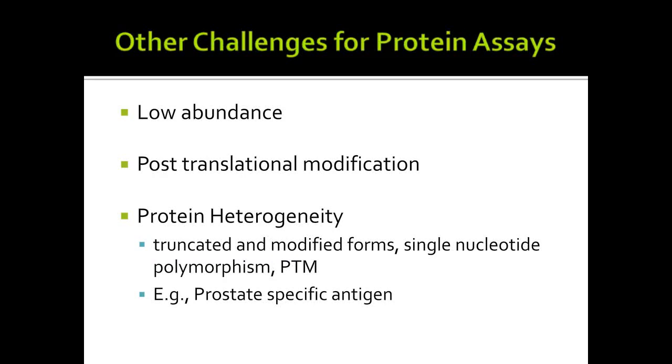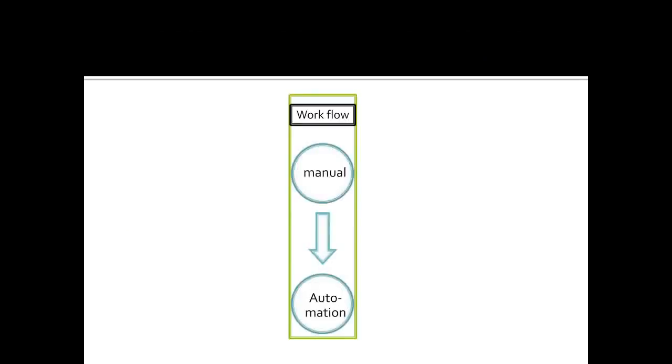This lists a few things that we talked about before, like other challenges for protein assays: low abundance, post-translational modification, and protein heterogeneity. Those are all other challenges for protein assays. All right, so this is when we move from small to big molecules. Another thing I wanted to touch on a little bit is the workflow. How do we move from manual into automation?